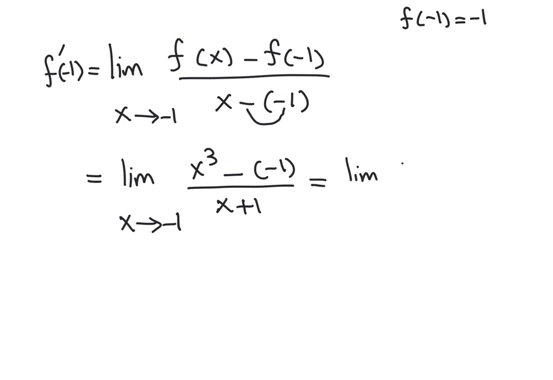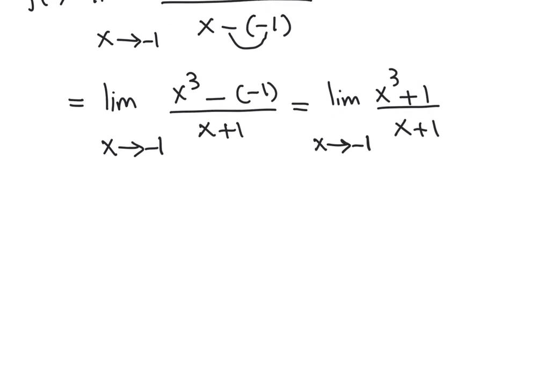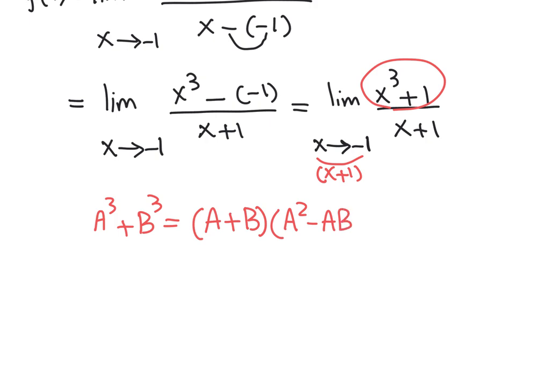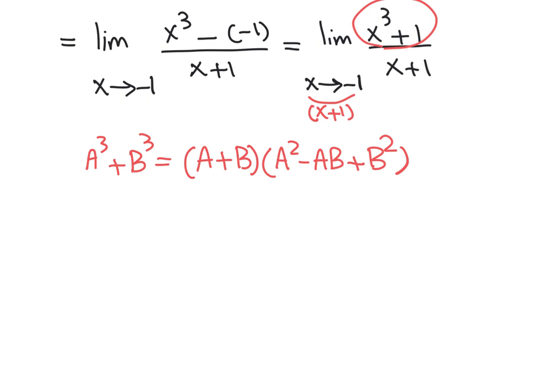It equals the limit of x cubed plus 1 over x plus 1 as x goes to -1. Okay, here I need to find x plus 1 in both numerator and denominator and cancel. I'm looking for a common factor. Let's see how we can factor the numerator. You need to remember the a cubed plus b cubed formula, which is a plus b times a squared minus ab plus b squared. Okay, let's use this formula and factor.